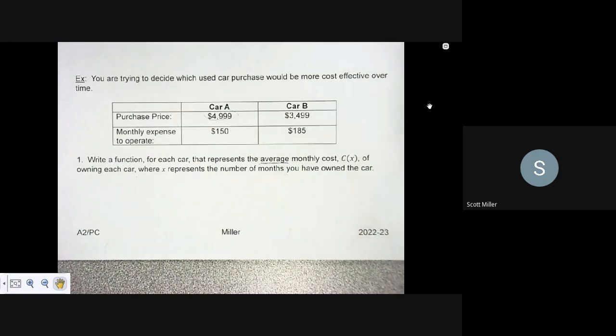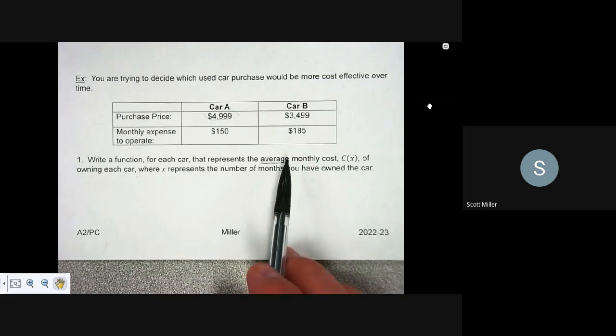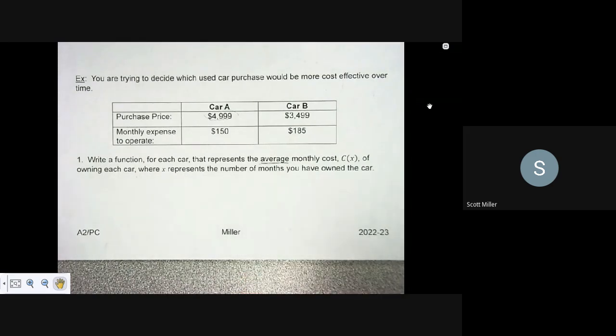And what we want to do first is write a function that represents the average monthly cost, which we'll call C of X, of owning each car, where X represents the number of months that you've owned the car. So the word here, average, is what you would normally think. Average means we're going to add a bunch of stuff up, and then divide by how many things I added up.